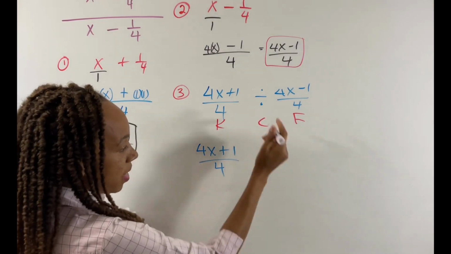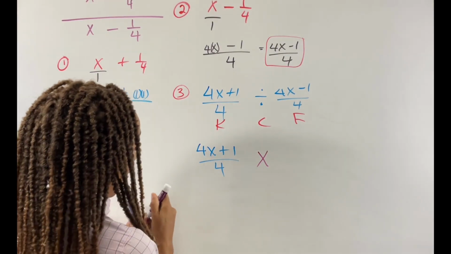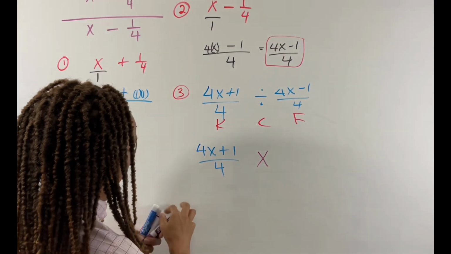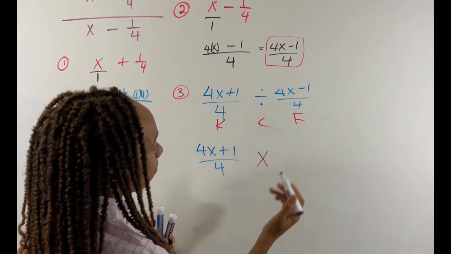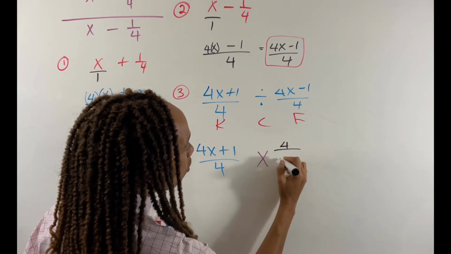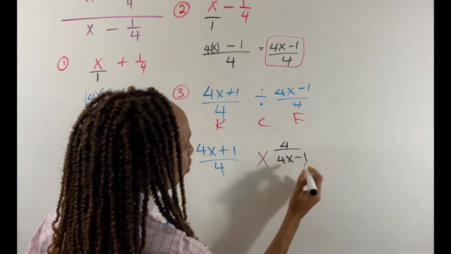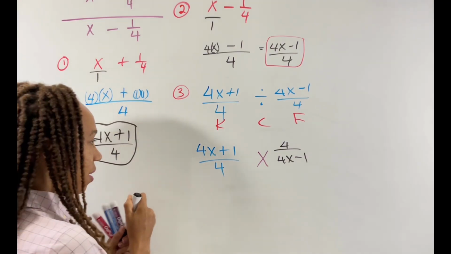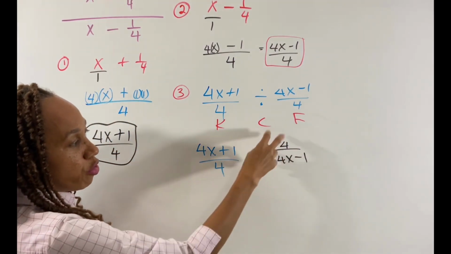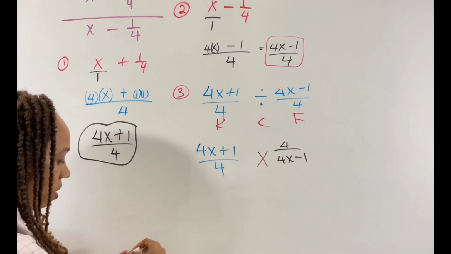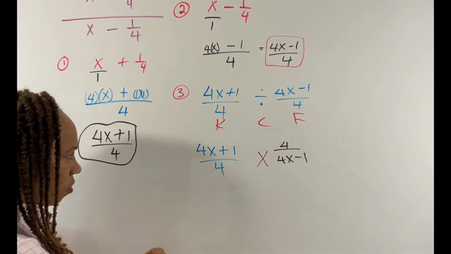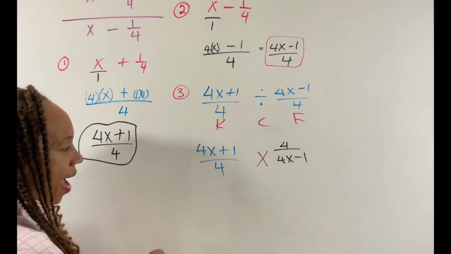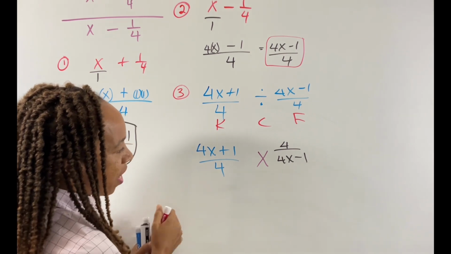Then I'm going to change my division sign to multiplication, and I'm going to flip the next fraction. So when I flip it, I'm going to now have 4 on top over 4x minus 1. You must remember to flip it. Flip it like a flipper board. Flip it, meaning, do the reciprocal of it. That's another math terminology.